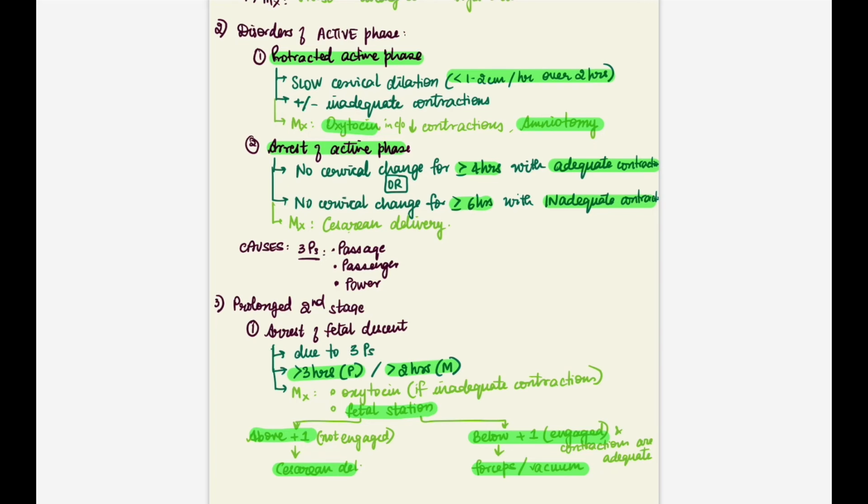So that is just for the definition's sake. But basically, your management is, as I've mentioned, based on the fetal station and based on the contractions, whether you have to give oxytocin or not. Now, second stage of labor, what are the risks related to a prolonged second stage of labor?